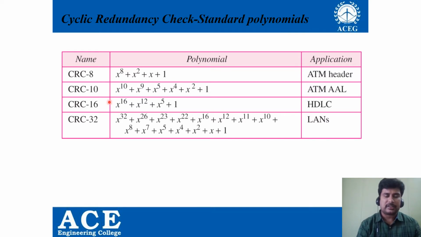Then cyclic redundancy check 16 with the highest degree of 16. This will be used in an application called HDLC, which we are going to discuss after this topic. And the expression for that is x power 16 plus x power 12 plus x power 5 plus 1. And if the highest degree used is 32, we start with x power 32 followed by x power 26 plus x power 23 plus x power 22 and so on. This expression will be referred for an application called LAMS.